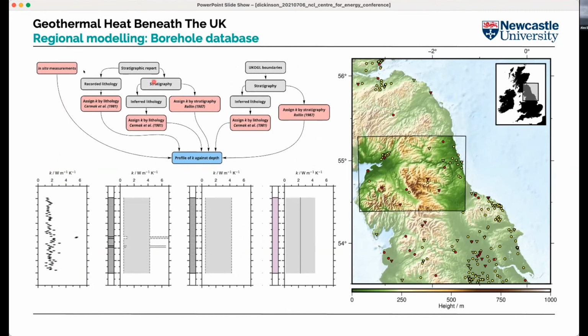And doing that, this is a flowchart of how we did it. It's not important for this. And here are three different methods that we use. This is an example of a borehole where there was thermal conductivity available. So this is a plot of measured thermal conductivity against depth, down to a depth of around 300 meters on the left-hand side. And then these here are different stratigraphic interpretations and the corresponding estimates of thermal conductivity that we made.